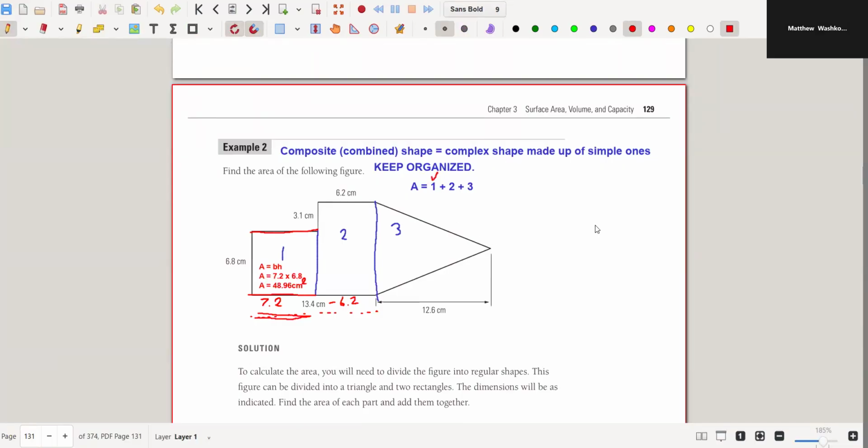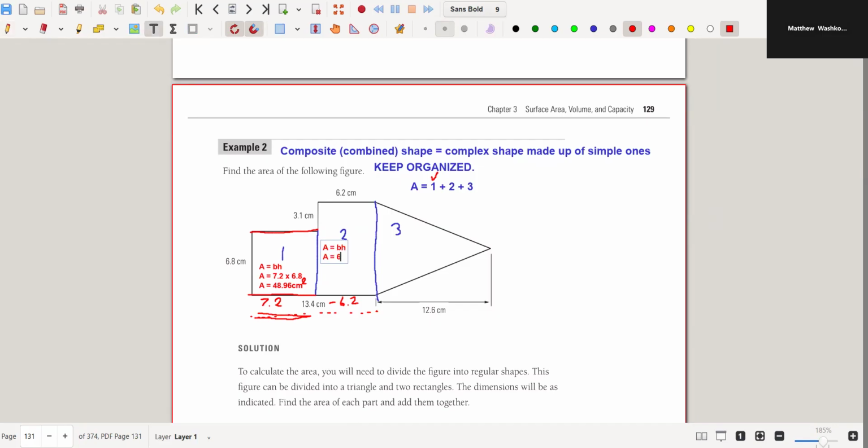Check. Keep organized. I know this seems lazy and redundant, but you're going to be given some pretty difficult stuff in this course eventually, and you're going to mess up because you did the math right, but you just goofed up which numbers and stuff. So keep it organized. So shape 2 here. Now rectangle is base times height, right?